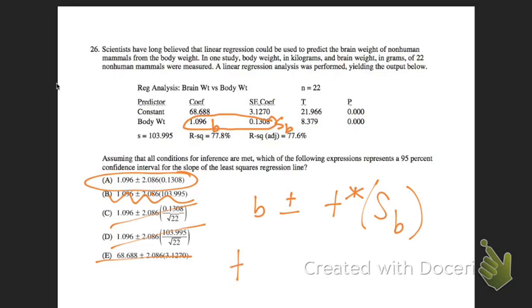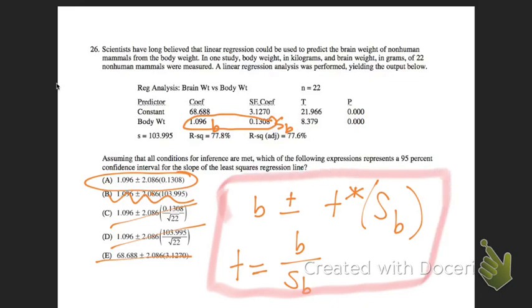What's the test statistic formula? t equals what? You remember? SB over b. Other way around: b over SB. Yeah, you do need to memorize these two. They're not on the formula chart.